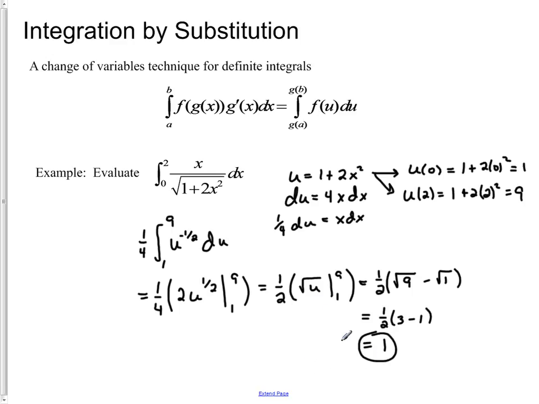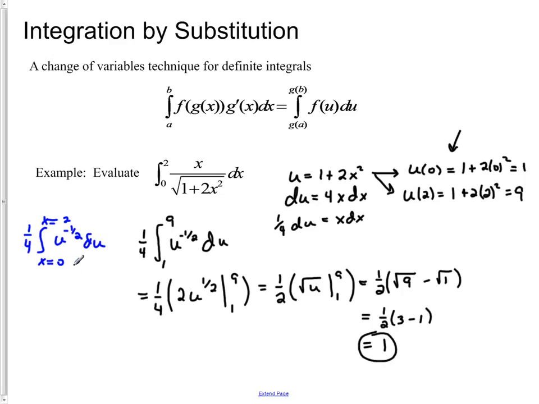Now, wait a minute. How did I know I could do this? Let me just back up one moment right here and show you what would happen if I hadn't made this replacement. So I'm going to take my step right here where I rewrite this. Instead of writing 1/4 from 1 to 9, which is what we get here for u, I rewrite it this way: 1/4 of the integral of u to the negative 1/2 du. But this time I don't change that variable. I say, well, this is from x equals 0 to x equals 2.